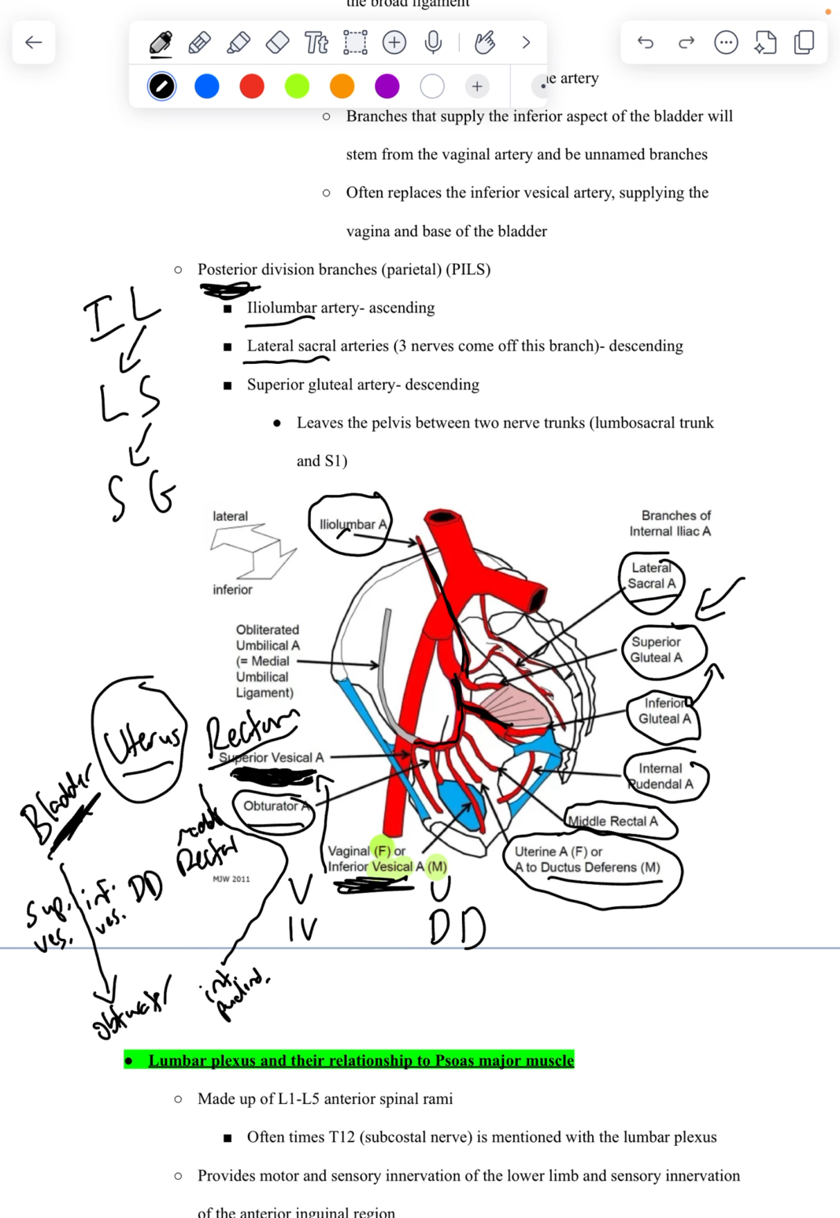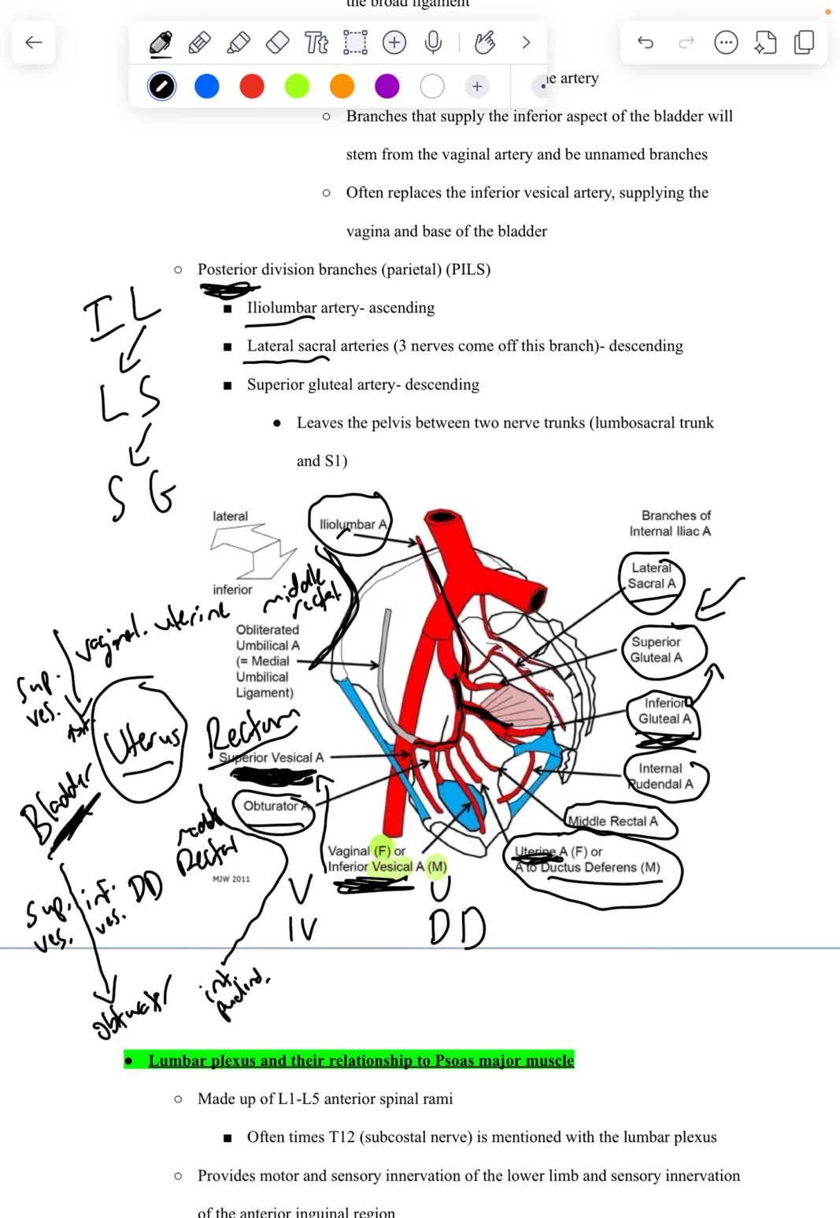So this is how it'll be in males. In females, it'll go superior vesicle, then going down is obturator. After that, they don't have an inferior vesicle. Instead, they have the vaginal artery. Then it's the uterine artery. And then it's the middle rectal. And then we know the internal pudendal goes like this. And then inferior gluteal is at the end.